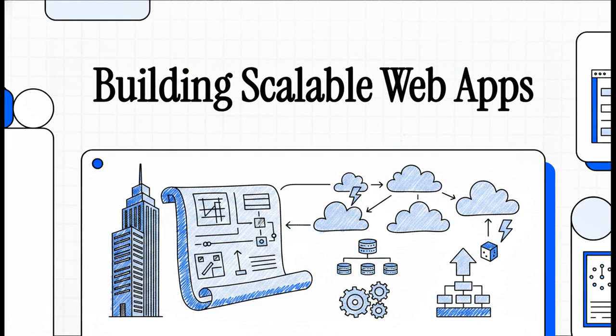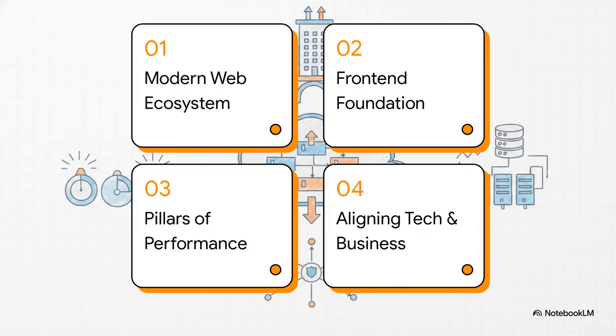So, welcome to this explainer. Today, we're diving into the architect's blueprint for building scalable web apps. We're going to explore exactly how you take a really complex operational need and transform it into a highly available, blazingly fast digital product. Okay, let's dive into this.